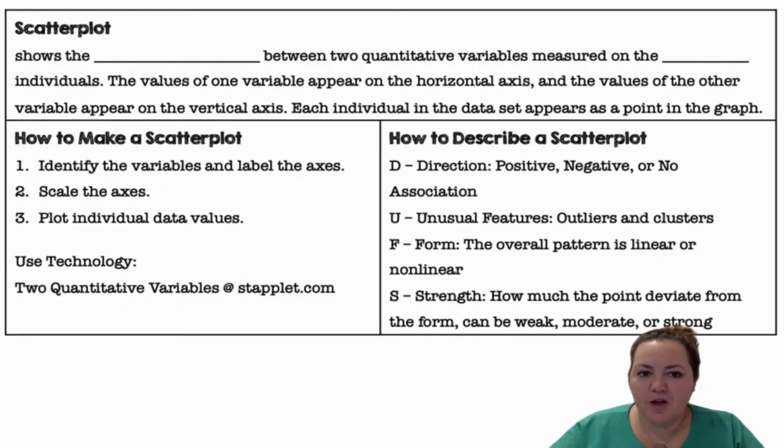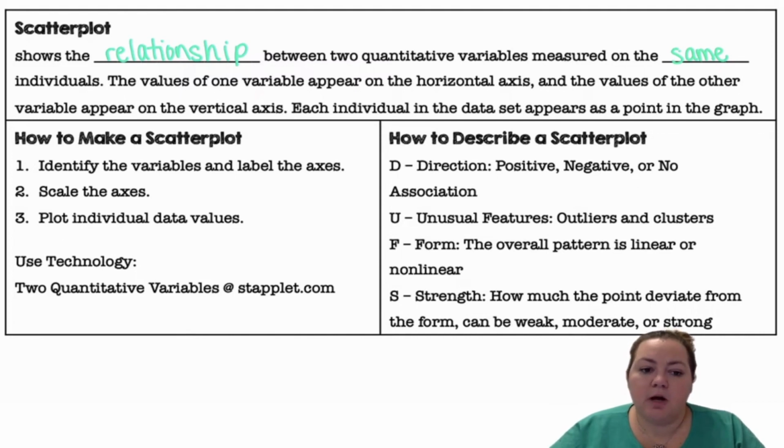In this video, we're going to learn about the relationship between two quantitative variables. A scatter plot shows the relationship between two quantitative variables measured on the same individuals. The values of one variable appear on the horizontal axis, and the values of the other variable appear on the vertical axis. Each individual in the dataset appears as a point in the graph.